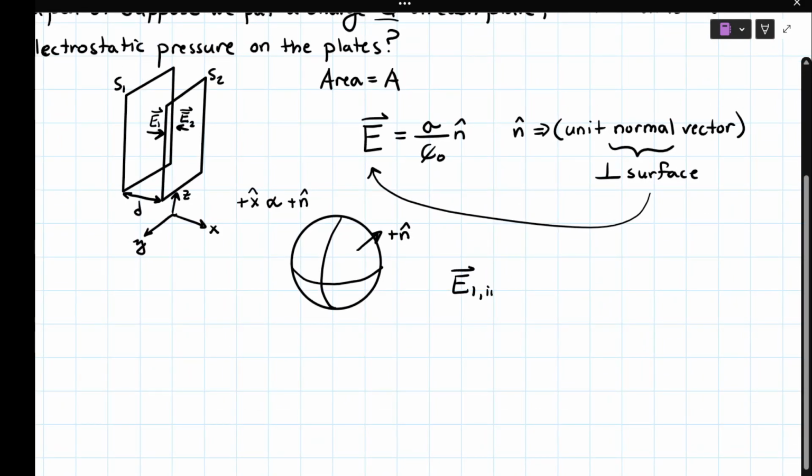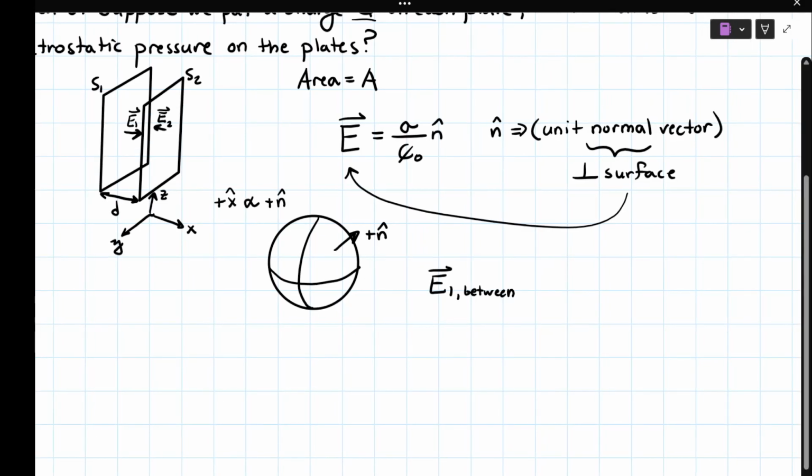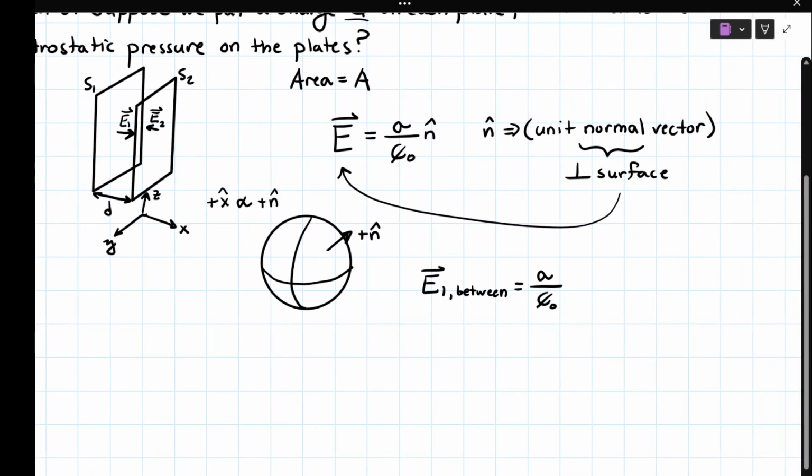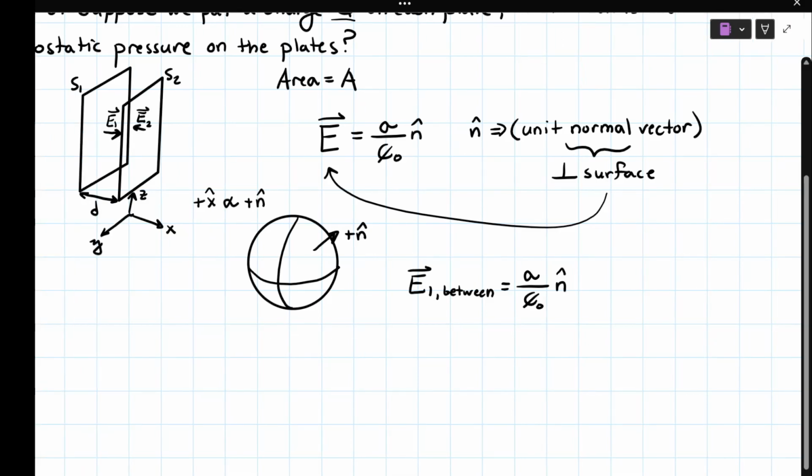And so for E1, let's say inside, or well, maybe let's say between. E1 between is going to have magnitude of sigma over epsilon naught, which is the permittivity of free space. Might as well mention it. And then if we say that the positive x and the positive n are synonymous, then it would be going in the positive n hat direction. It's pointing towards the positive direction.